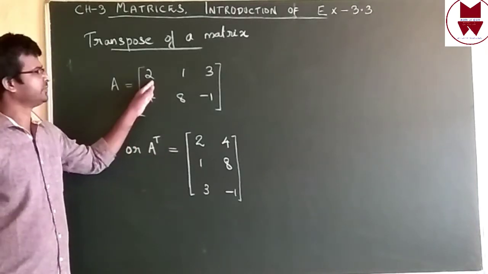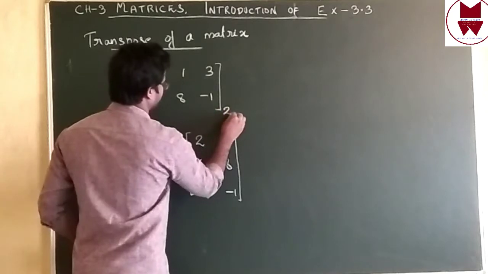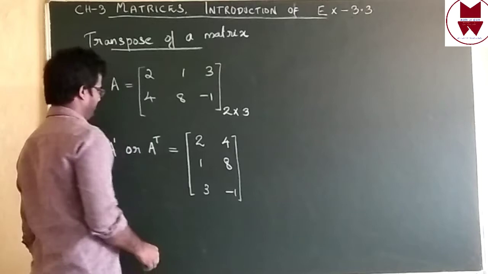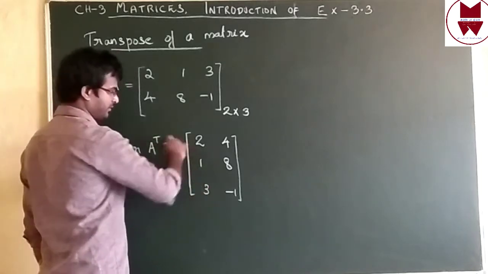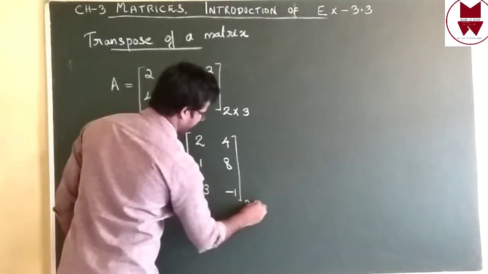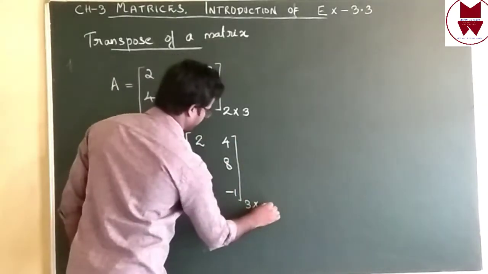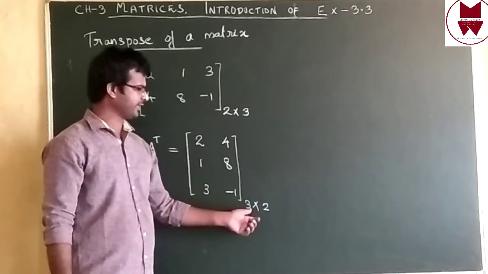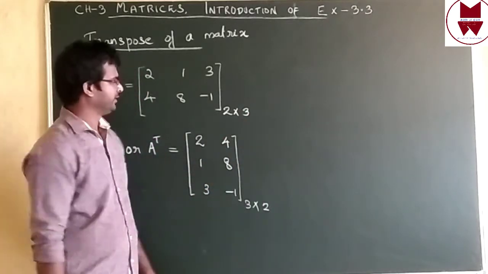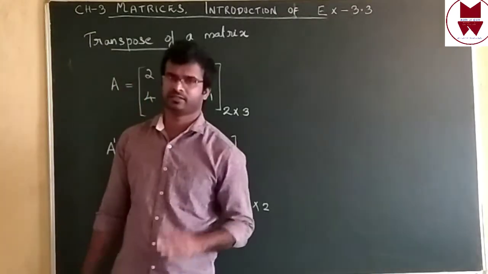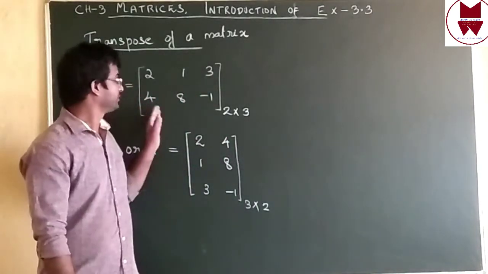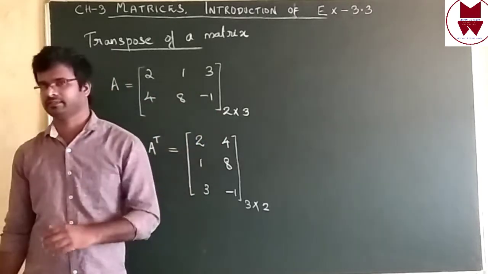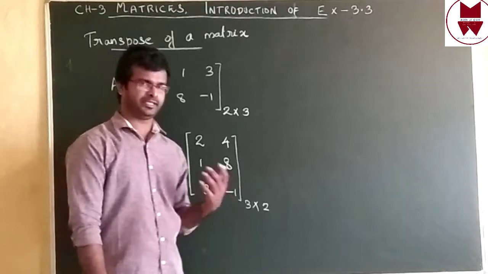What is the order of this matrix? 2 rows, and how many columns? 1, 2, 3. Then the order of the transpose matrix is 3 rows and 2 columns. That means the order of the matrix will change: here 2 by 3, here 3 by 2. Nothing else is there. Make a row as a column, then the second row as the second column. Only this much, and we get the transpose of any matrix.